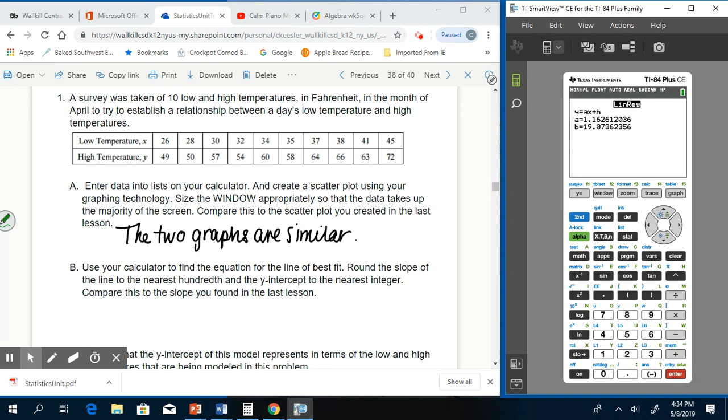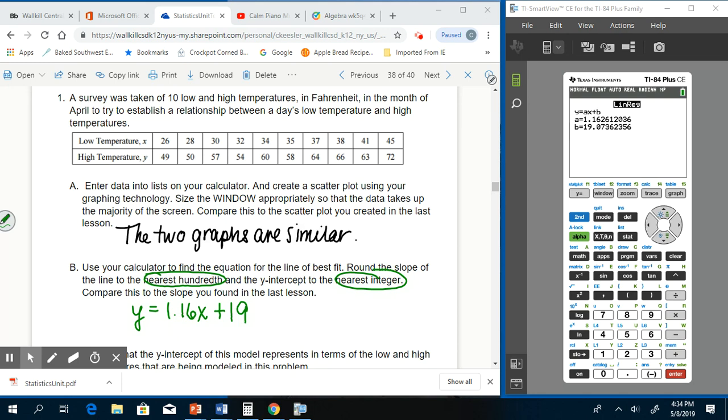And it gives us an A value and a B value. So again, they wanted us to round our A value or slope to the nearest hundredth. So we have y equals 1.16x, and then our y-intercept to the nearest integer, so that's going to be about 19. So we have 1.16x plus 19. And then we want to compare this to the slope we found in the last lesson.